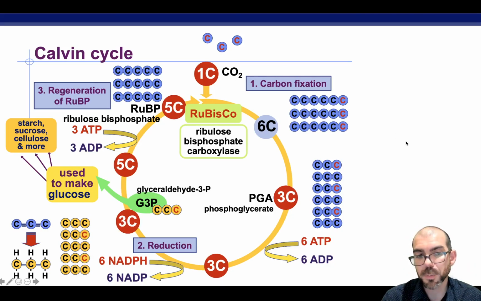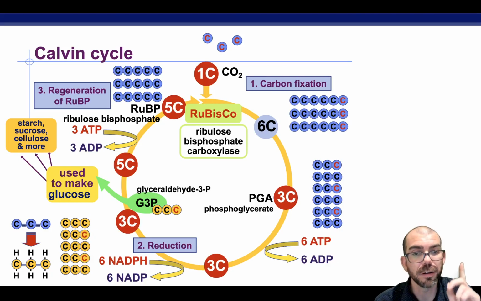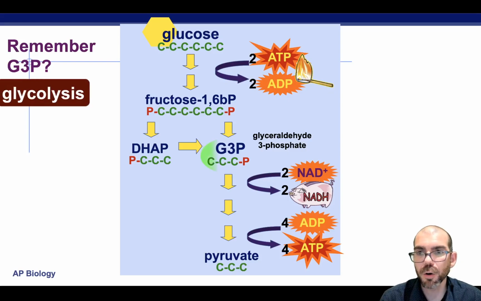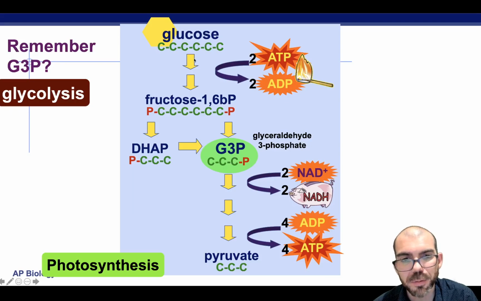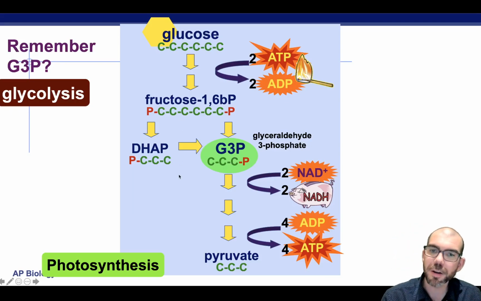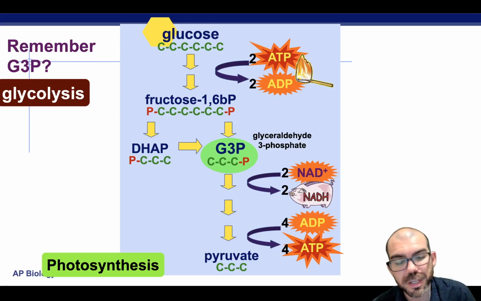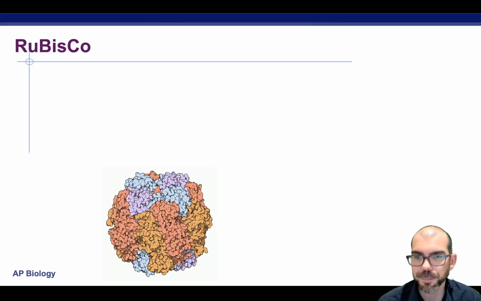Now, this was only 3 spins, so I made 1 G3P. I need to do a total of 6 spins to generate 1 glucose. So this happens 6 times simultaneously for 1 glucose. Hopefully you remember G3P from glycolysis. That was that molecule that was split. So while we can glue G3Ps together to make a glucose, they could also be directly put into glycolysis or used to build other compounds.